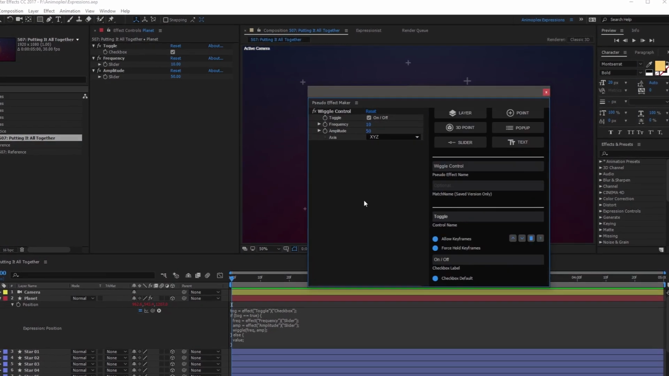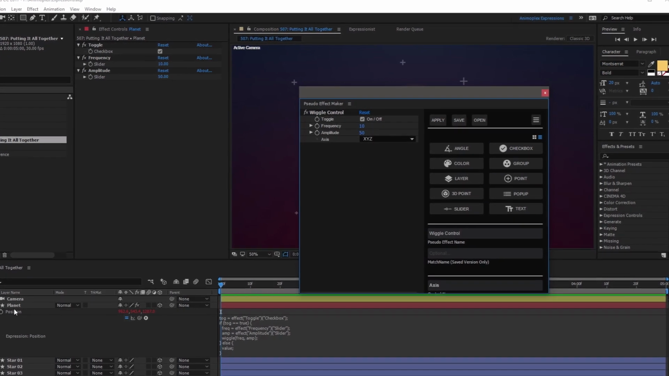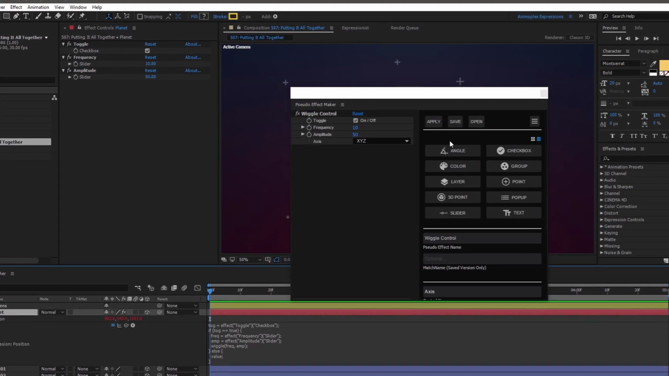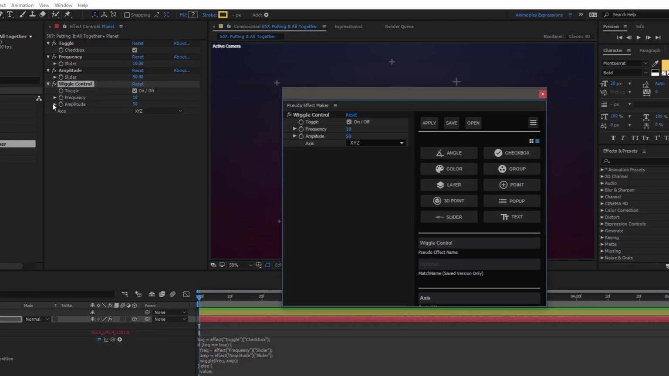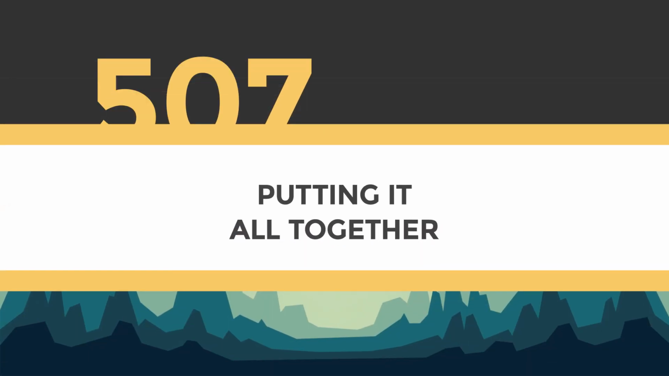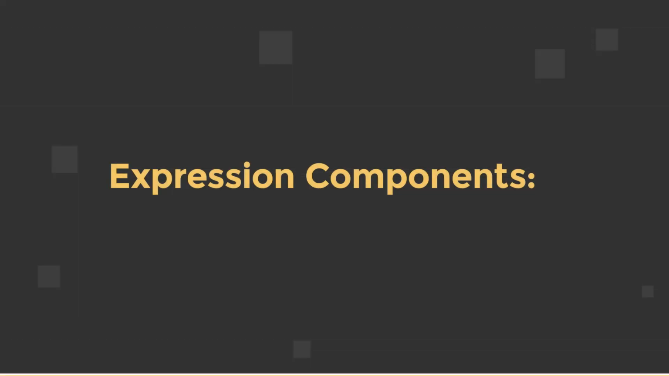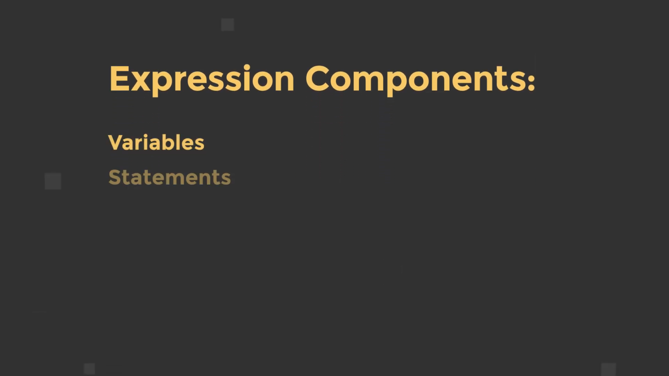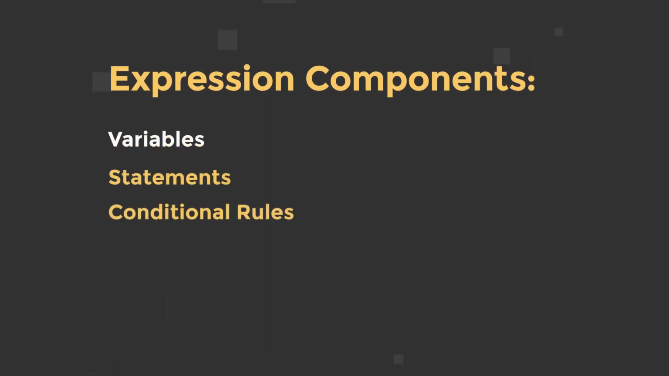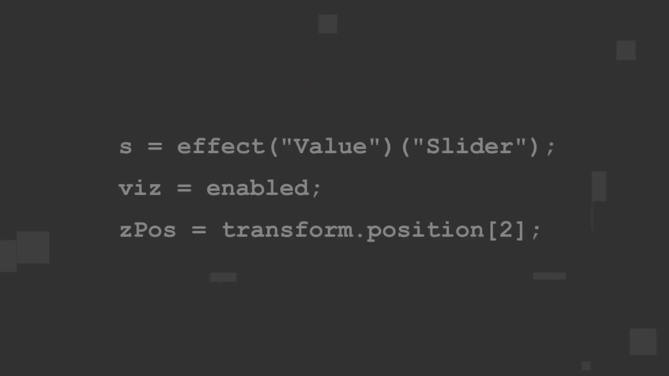Now that you're familiar with the many parts that go into an expression, let's look at how to put them all together to form a complete expression step by step. A lot of advanced expressions are comprised of three main parts that work together: variables, statements, and conditional rules. A good place to start is to create variables and link the properties that you'll need. There's no way of knowing every value you'll eventually use, but it's good to start with the ones that you know.